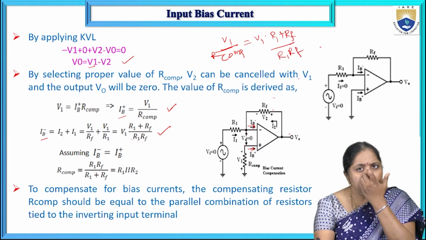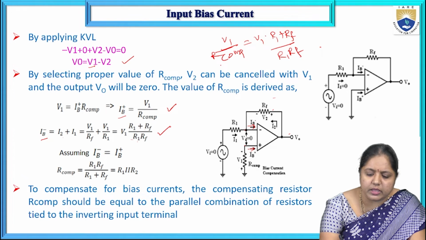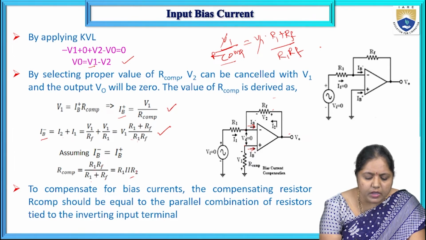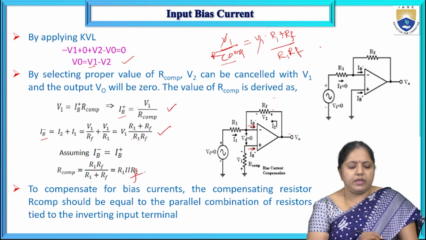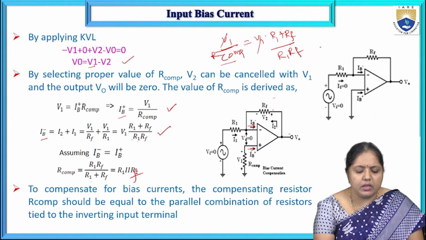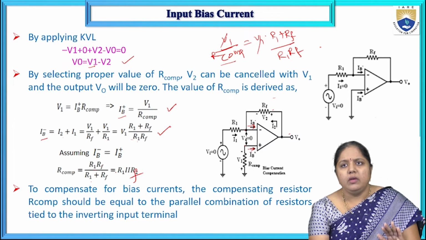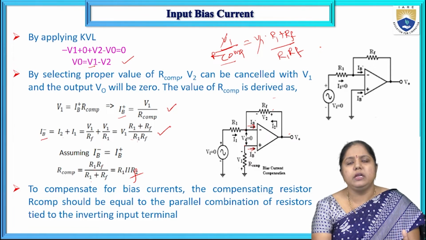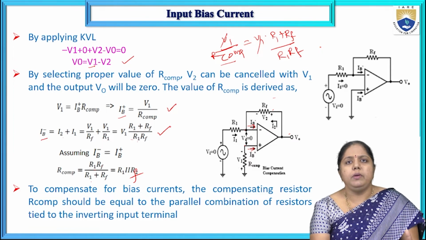If I compare these two resistance values, the result is R comp equal to R1 RF by R1 plus RF. This is nothing but the parallel combination of R1 and RF, right? So this is the R compensation resistor. Why do we take this R compensation resistor? Just to compensate the effect of the input bias current.